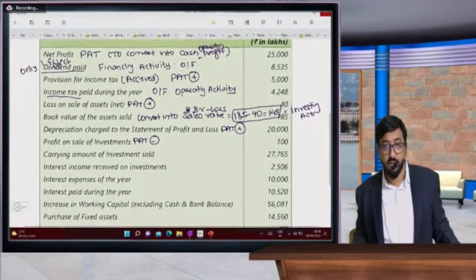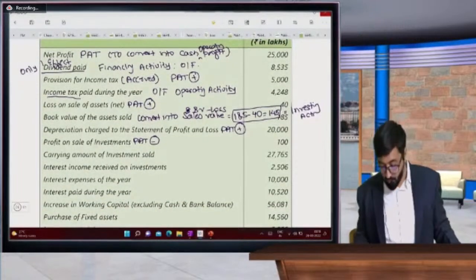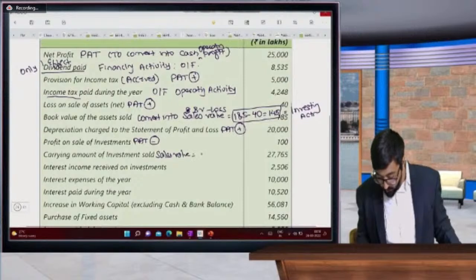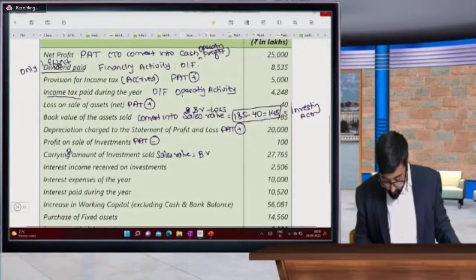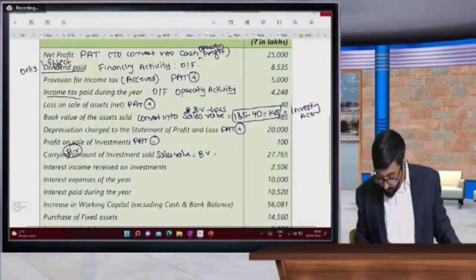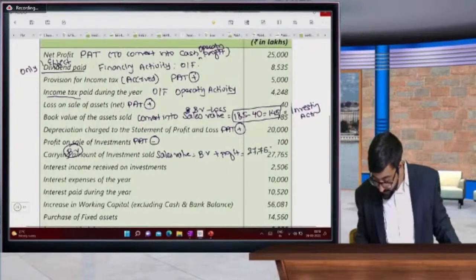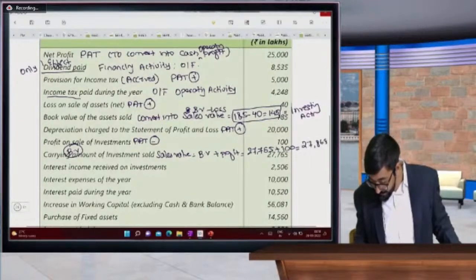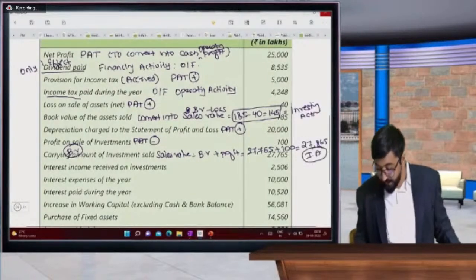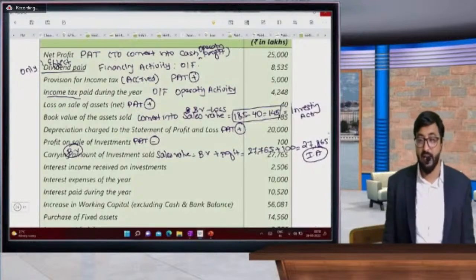Carrying amount of investment sold. So what is sales value? Sales value is equal to book value. Now this is book value. Carrying amount means book value plus profit, because there is a profit. 27,765 plus 100, so 27,865. And this is investing activity.